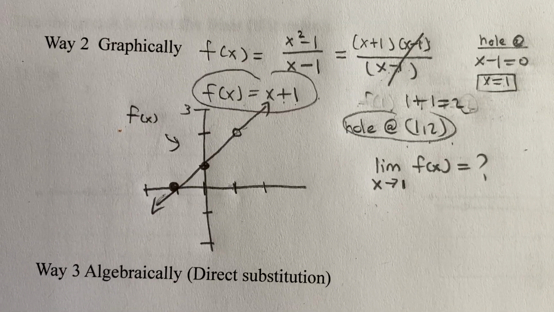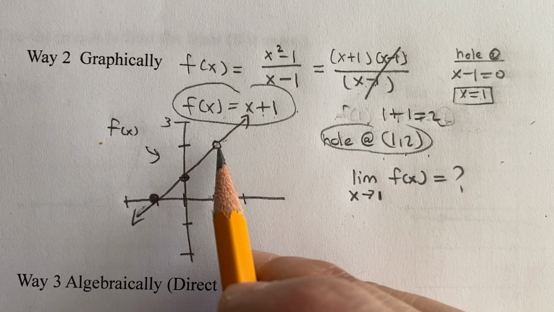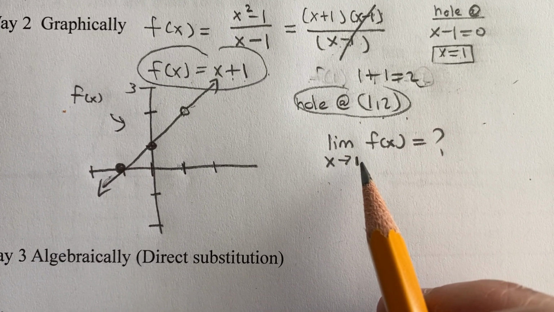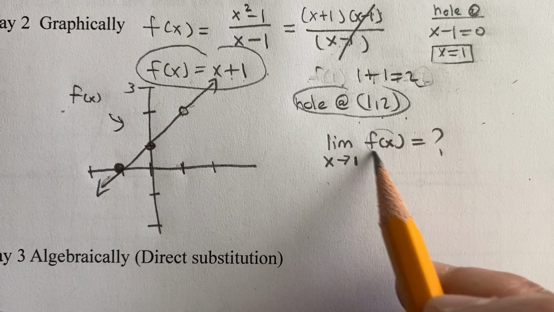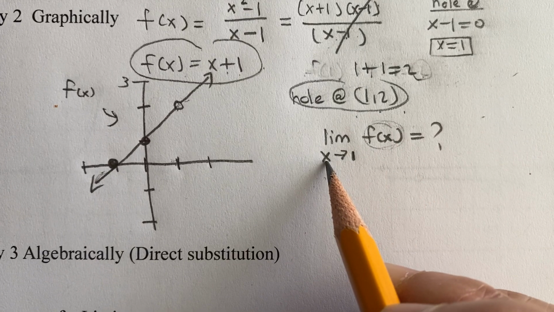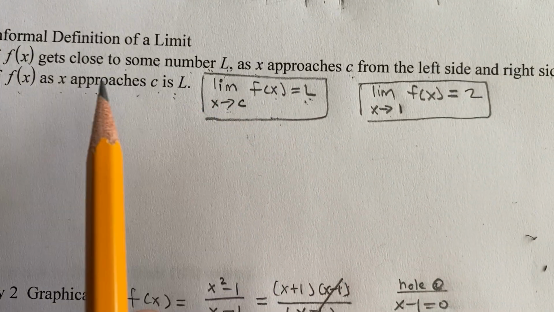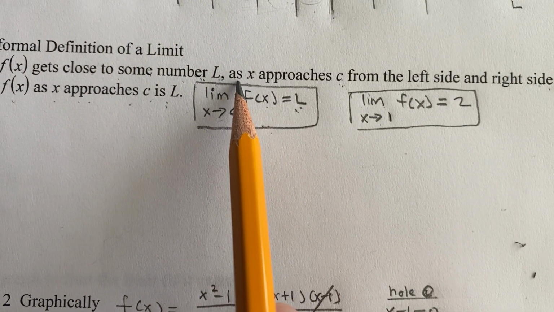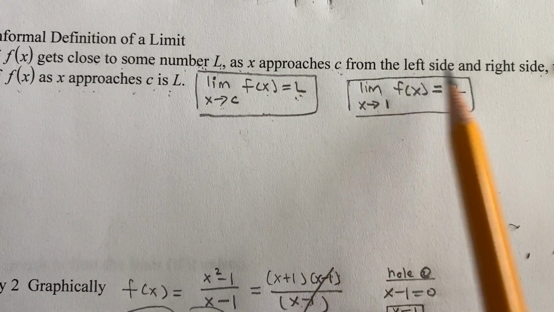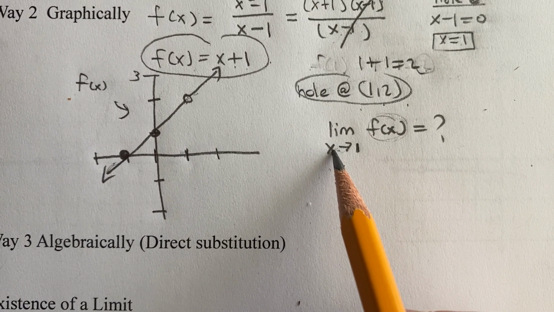Okay, so the way you look at it from a graphical standpoint is, again, you don't care about what happens at the value of 1, right? This question, just to reiterate our concept, is: what is the y value? f of x is the y value. What is the y value approaching as x approaches 1 from the left side and from the right side? If you go back to the informal definition, the y value gets close to some number L as x approaches c from the left and the right. So even though you don't see that, you go back to the definition.